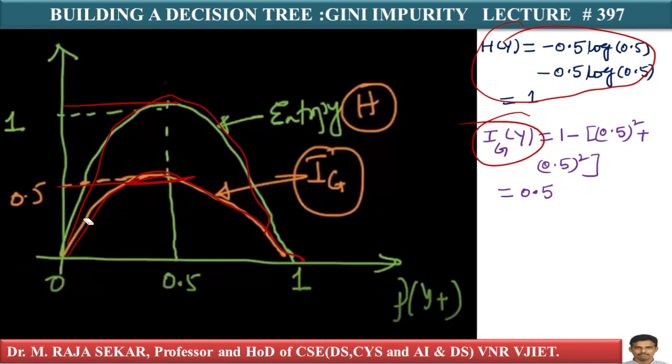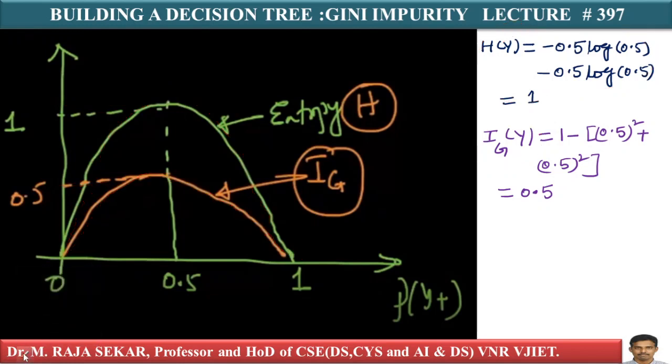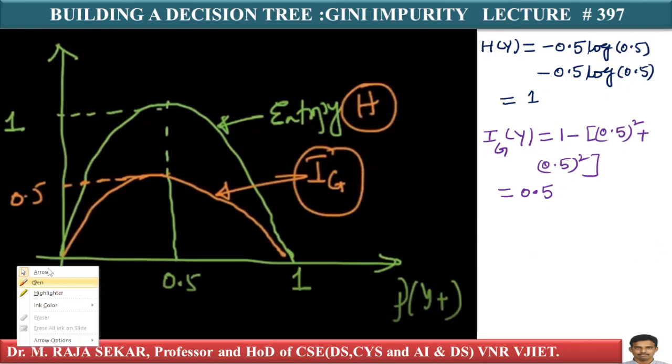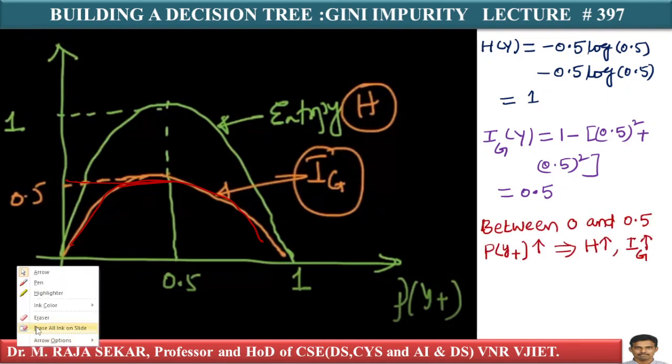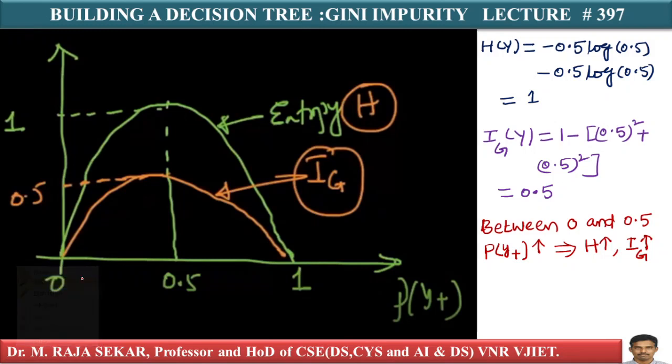Now just see your Gini impurity. This is your Gini impurity. Okay, this is your Gini impurity. It looks like this. The Gini impurity maximum value is 0.5. If you notice, Gini impurity and entropy are very similar, isn't it? In the region between 0 and 0.5. Just observe, in the region between 0 and 0.5.